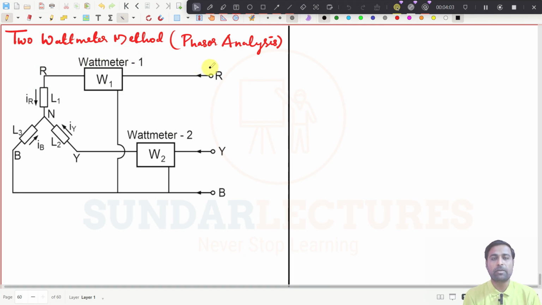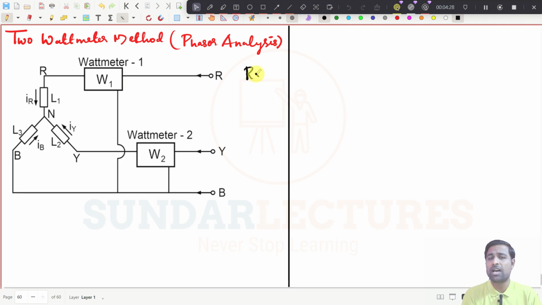See this one now. This is the 2 wattmeter method, phasor analysis, right? We need to find what is the reading that was measured in W1 and W2, and we try to manipulate those values to get the real power, reactive power, what happens if wattmeter number 1 is 0, what happens if wattmeter 2 is 0, and it will give you so many information. Anyhow, we will take the RYB sequence, right? These things we have already seen.